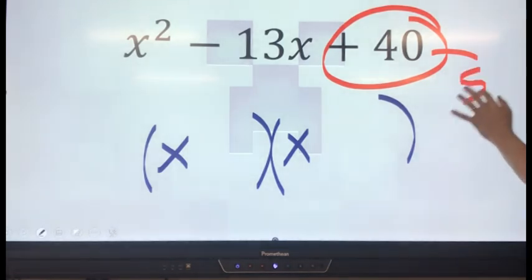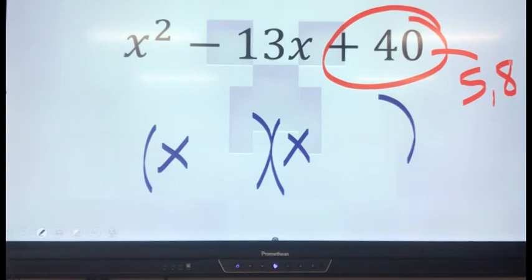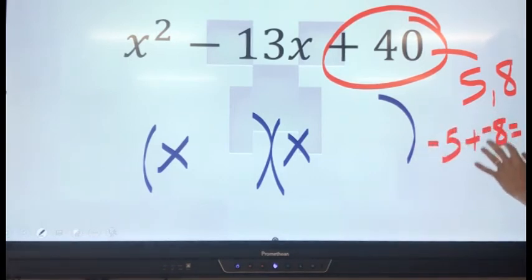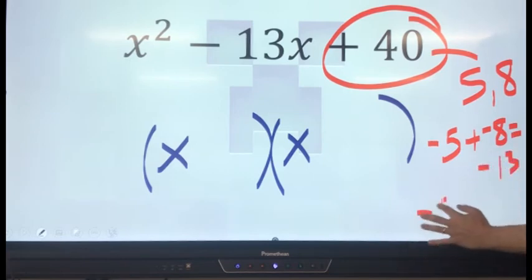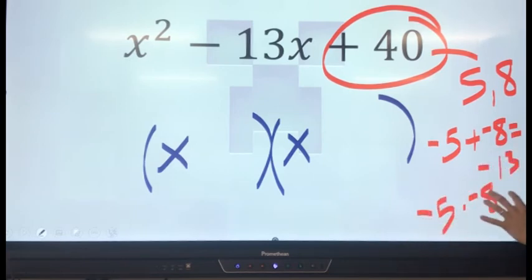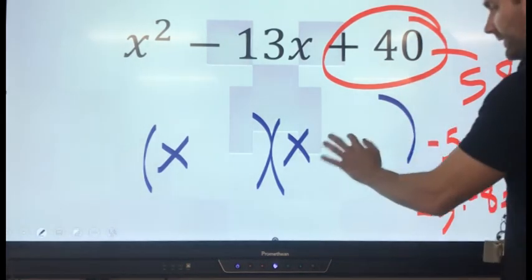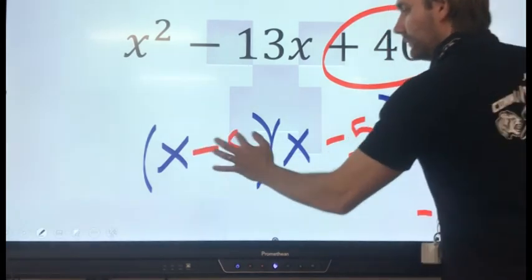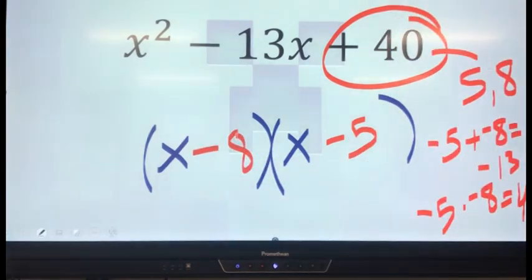5 and 8. Does 5 and 8 add to 13 somehow? Yeah. So what 5 and 8 gives me a -13? -5 plus -8. I see how that makes a -13. But does a -5 times -8 multiply to a positive 40? Yeah, two negatives make a positive. So my two numbers are -5 and -8. I'm done. Very good.